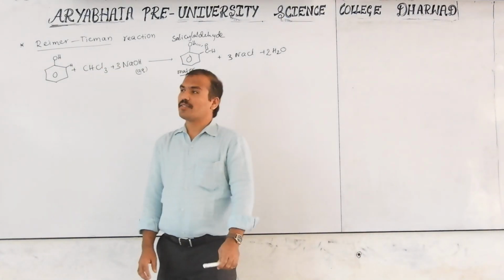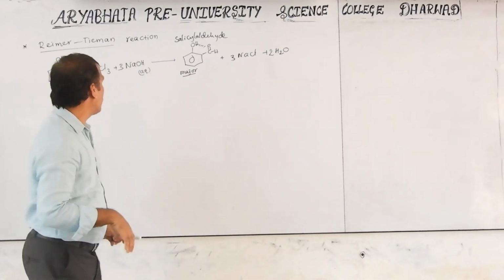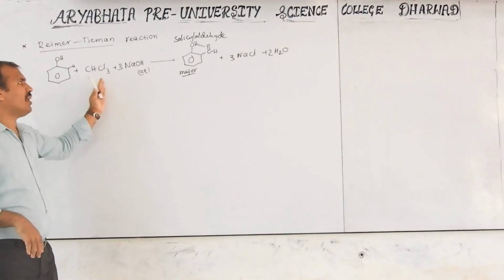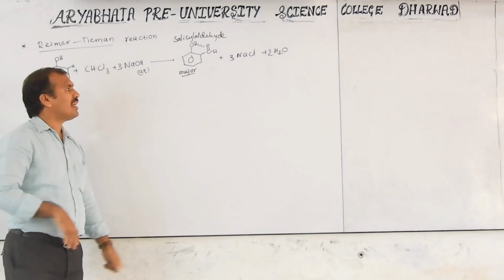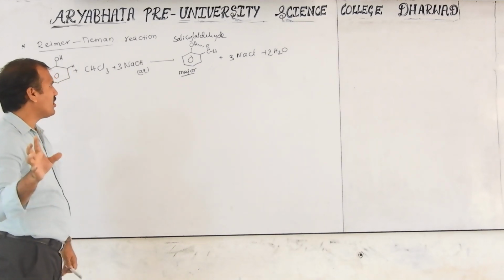In the last class, I discussed the Reimer-Tiemann reaction, just an introduction. Phenol reacts with chloroform in aqueous NaOH to form salicylaldehyde, with a remaining byproduct. But this is the major one. Para-product is also formed, which is a very minor product.